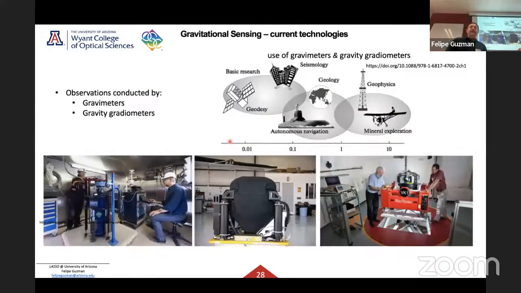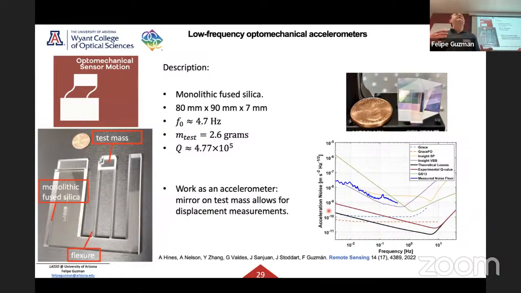So the types of instruments that have been used so far are enormous. This is just an example of the gravitational sensors, or the accelerometers or gravimeters that are currently used to achieve those sensitivities. So in my group, we're making it a point to miniaturize these technologies, not just for ground-based applications, but also for applications like space. And the concept of the accelerometer that we're doing is so-called optomechanical. It's based on this very simple mechanical resonator. You have a test mass attached by two leaf springs to a base.